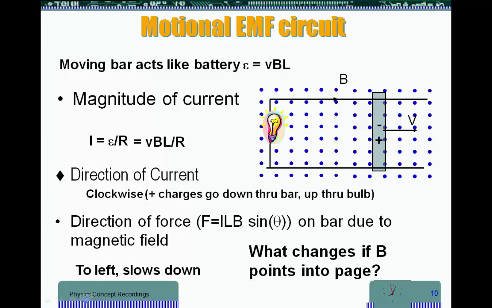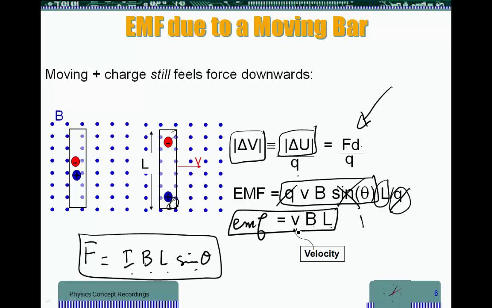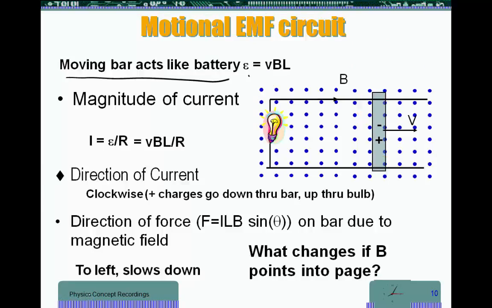Now, the moving bar acts like a battery. The EMF, like we found here, is vBL. That's my EMF. Now, to find the current in the circuit, we can use Ohm's law. If, for example, my light bulb has a resistance R, I is going to be E over R, so it's vBL over R.